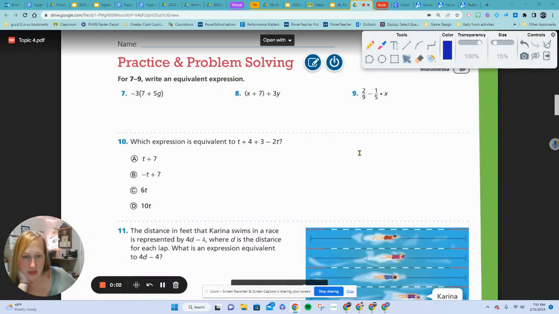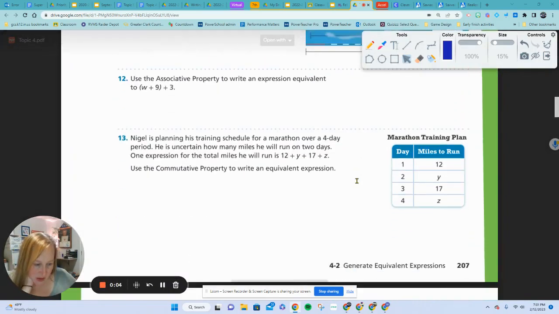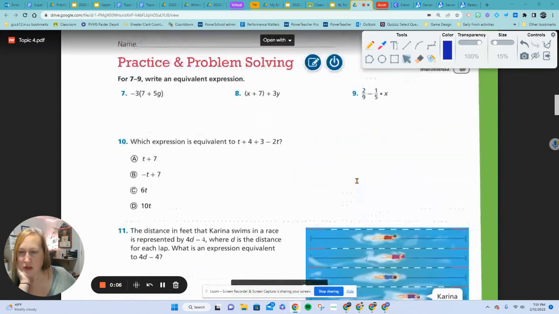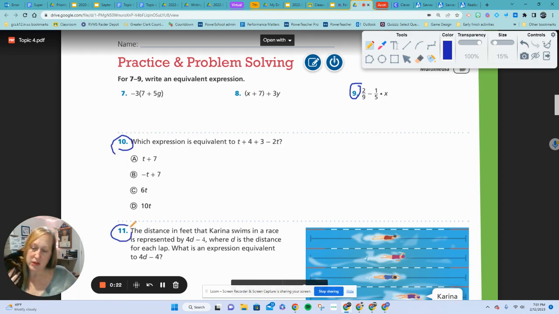All right, so this should be page 207 in your book, and we are going to do a couple of problems together, but you're going to do several problems alone because by this time we've done some practicing. The problems that I plan on doing are number 9, number 10, number 11. So that's what we're going to start with so far.